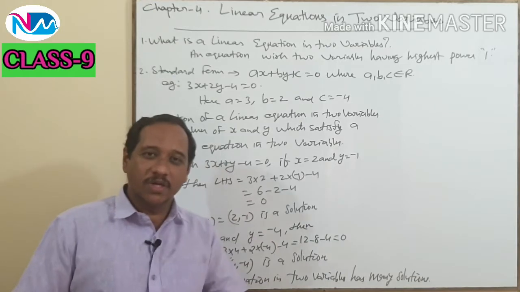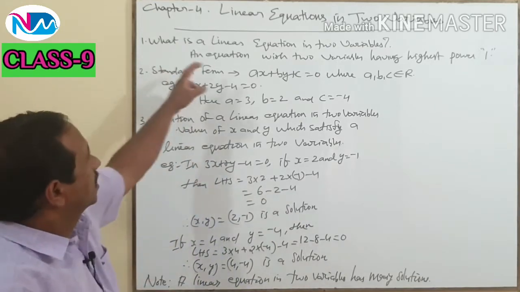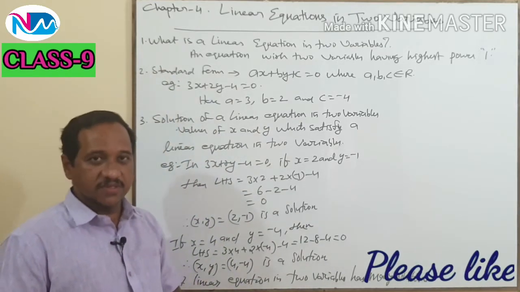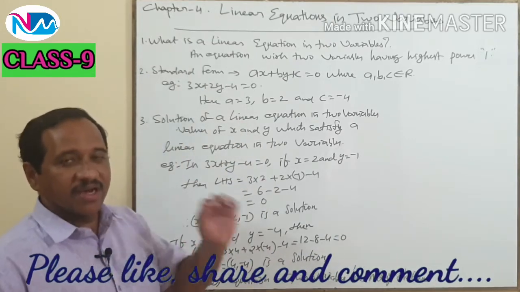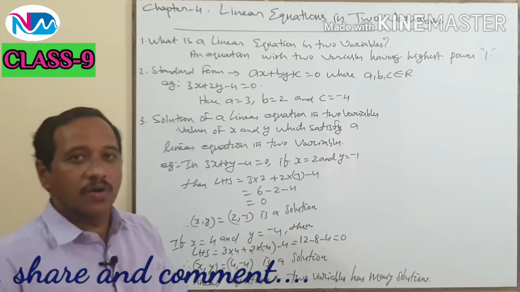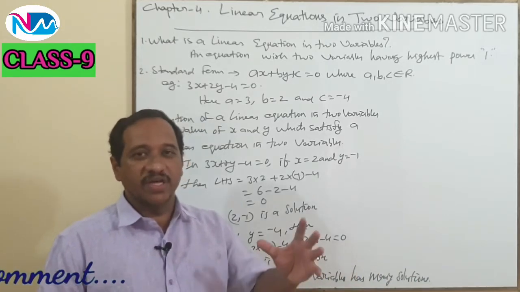The first point today we are going to discuss is what is a linear equation in two variables. An equation with the two variables having highest power 1 is called a linear equation in two variables.